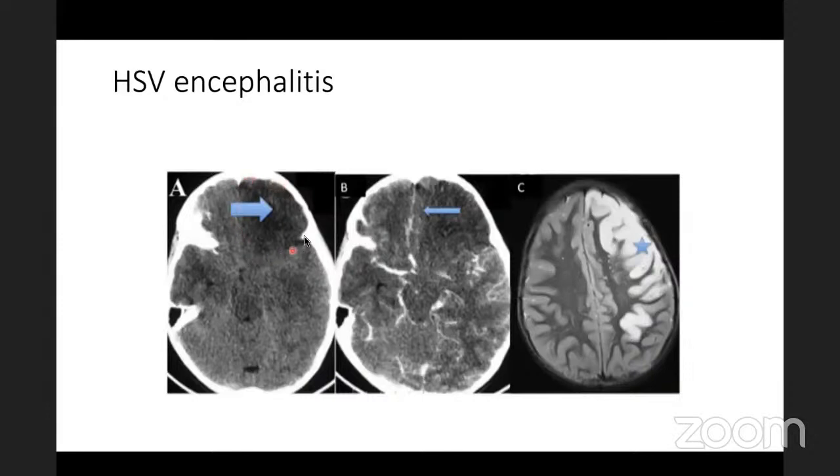So this does not follow a vascular territory. So it is edema, and you can see that the edema is localized to one side, that is the left side, and it is in the frontal lobe. In addition to that, the edema is causing pressure, so it is causing a midline shift.